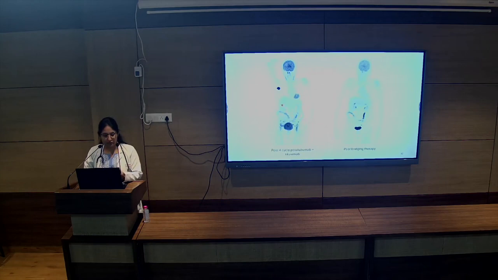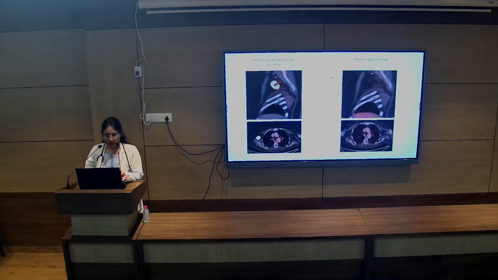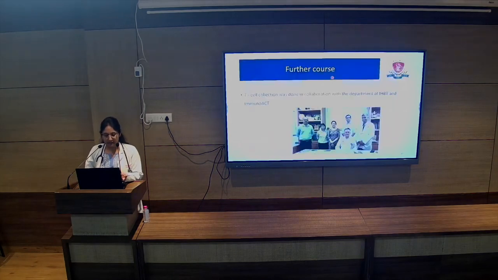This is the status post 4 cycles of polatuzumab and rituximab, followed by complete disappearance of the lymph node post the bridging therapy. Again, the similar result can be seen in the axial sections.